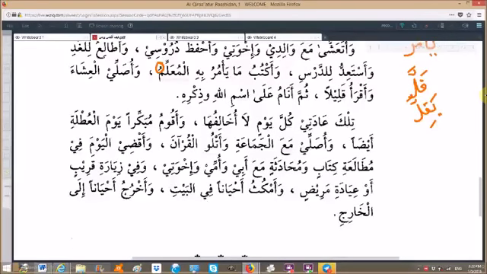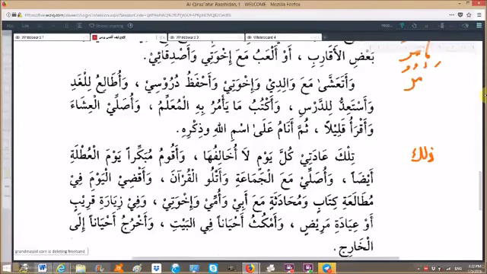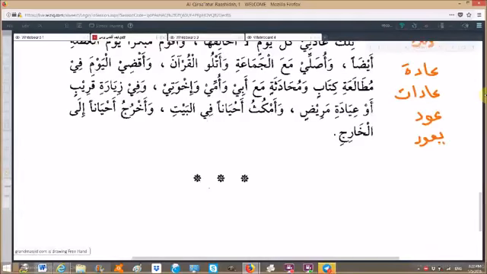Tilka adati. Tilka is that. It's the feminine form of dhalika. Dhalika is that. Tilka is for feminine because the word after it is a feminine word. Ada is a habit or a custom. Adat is habits or customs. Comes from the word awada, awada ya'udu, meaning to return, because you keep going back and returning to that same thing.